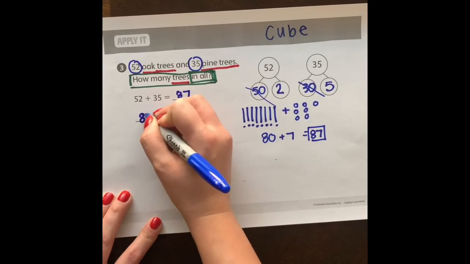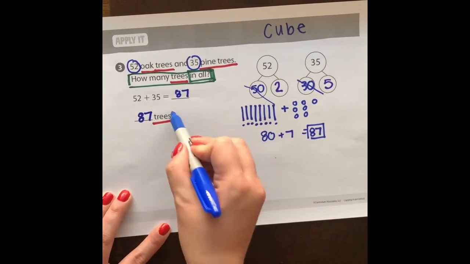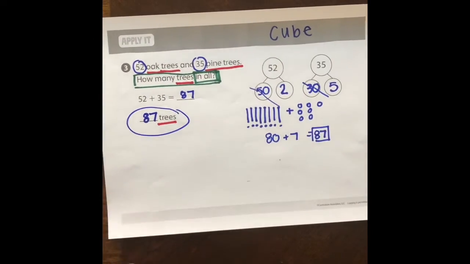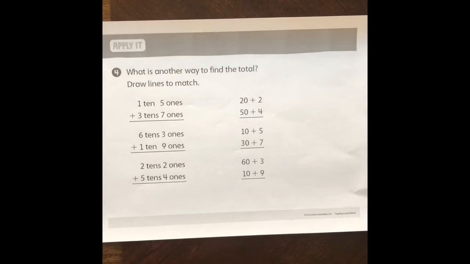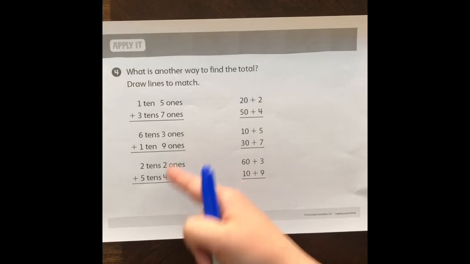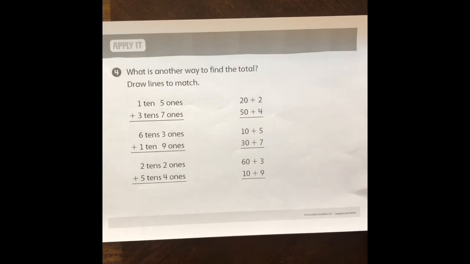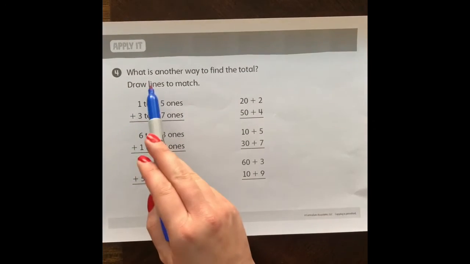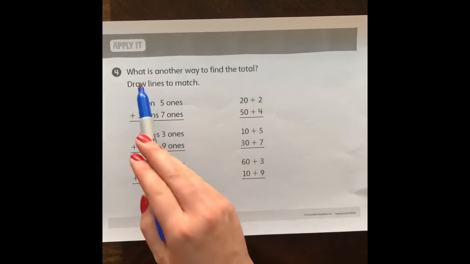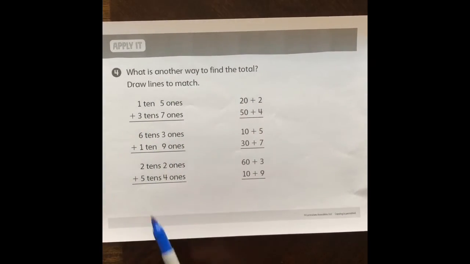And what are we talking about? We're talking about trees. Your answer should be 87 trees. For number 4, this is a little different than what we've seen. These are just different ways to represent numbers or equations. So it says, what is another way to find the total? Draw lines to match. We are used to writing like this.